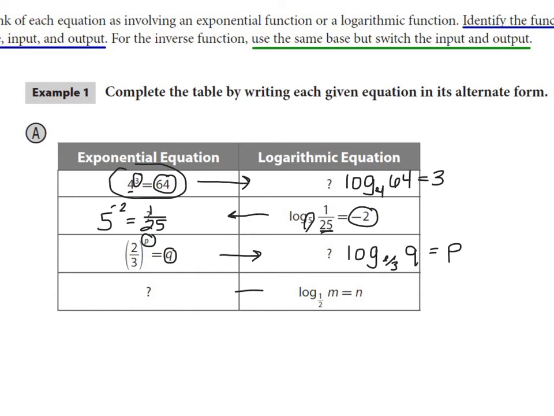Let's go in reverse. Start with your base, which is 1/2. I'm going to put that in parentheses. The output becomes the input. The input becomes the output for the opposite. And that's how we can go about rewriting exponential as log. And that's going to be a really important process that you need to be able to do.